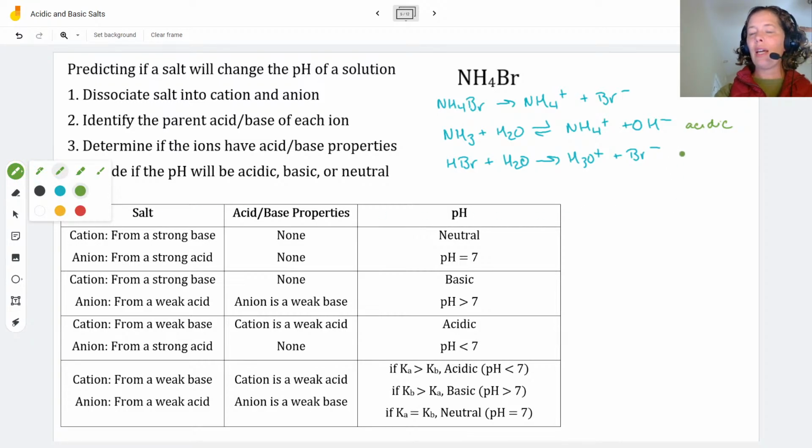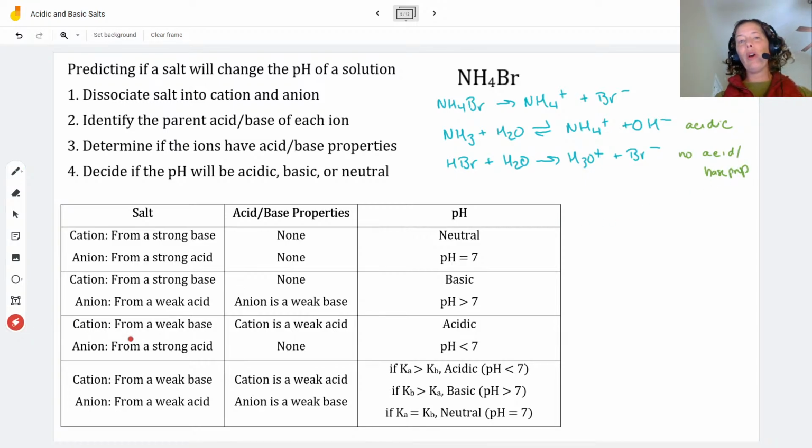So we'll say no acid-base properties. All right, so at this point, we only have one ion that has acid-base properties, and that is our ammonium cation. So now we're doing our step 4 at this point.